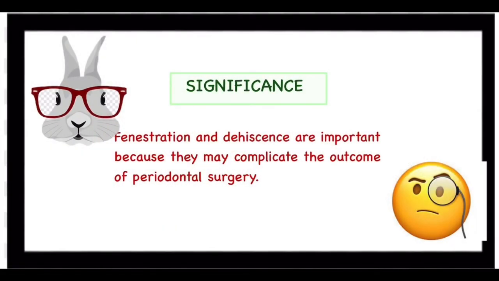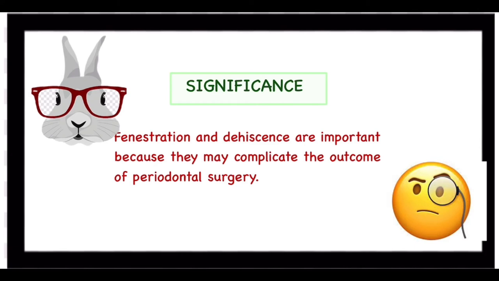Now let's come to the center stage of all this drama, like why we need to know about this defect, why we need to study these. So basically the significance of these defects lies in the fact that they may complicate the outcome of any periodontal surgery. As we know, whenever we do any kind of periodontal surgery, one of our aims is that we need to regain the lost bone, particularly in case of bony defect and in case of advanced severe periodontitis.